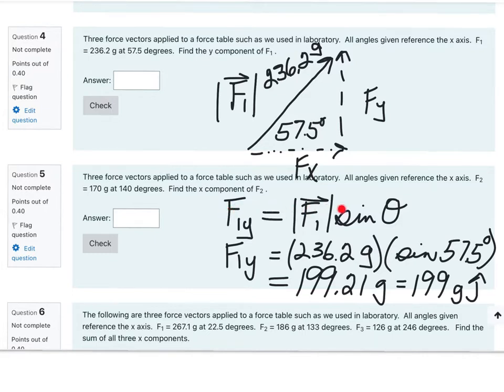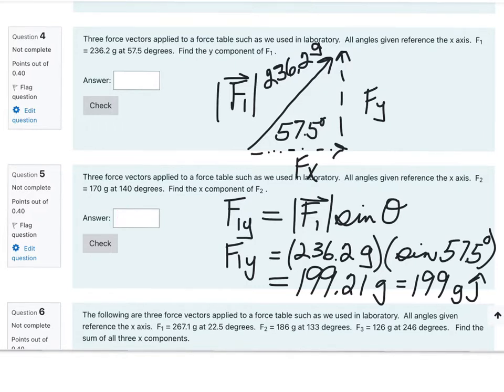And then I have the equation for the y component, F1y. Notice the notation is the magnitude of F1 times the sine of the angle. I write that down with the units. I get an answer with units, and I round to this. In this case, the i hat doesn't go in here. It's just you would put in 199 g.